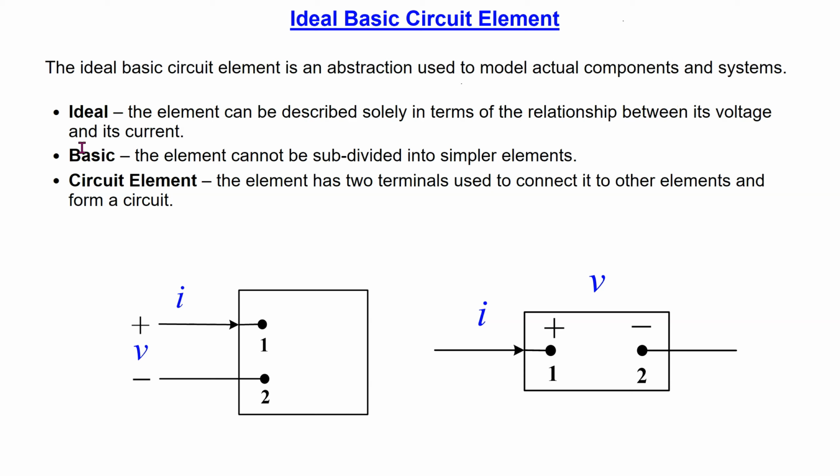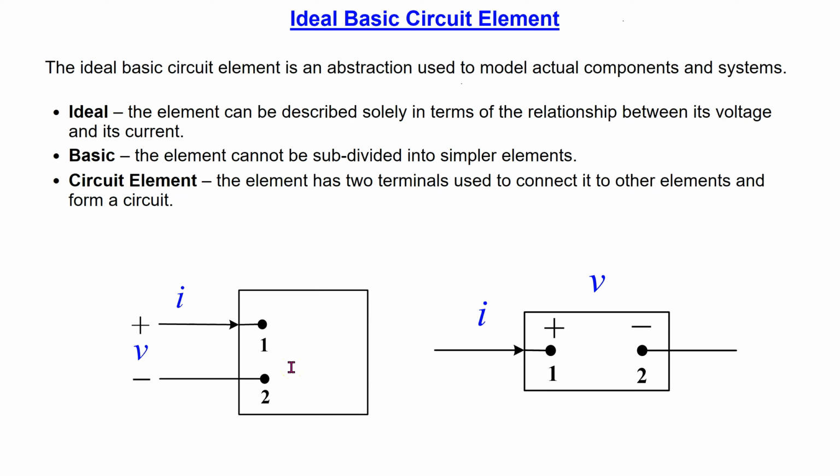The ideal in the name refers to the fact that this element can be described mathematically just in terms of voltage and current. Basic refers to the fact that the element cannot be further subdivided or reduced into simpler elements. And the circuit element refers to the fact that it is a two-terminal device.